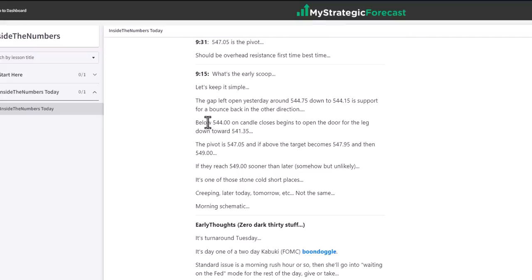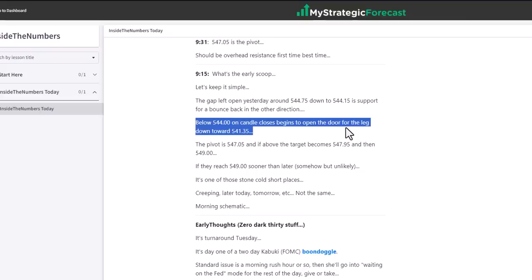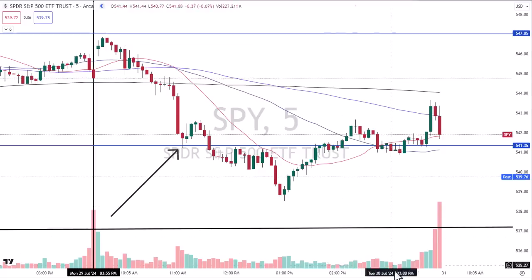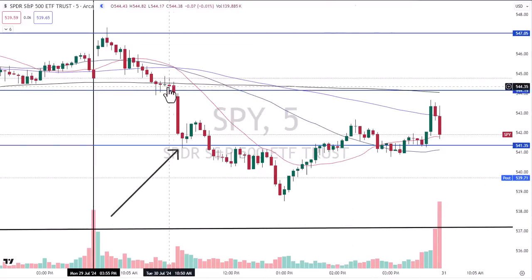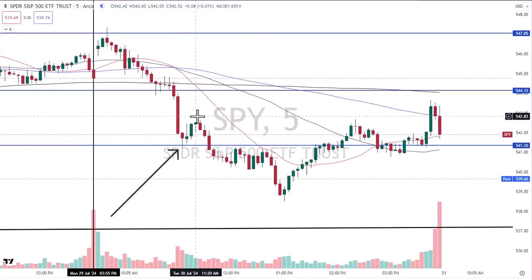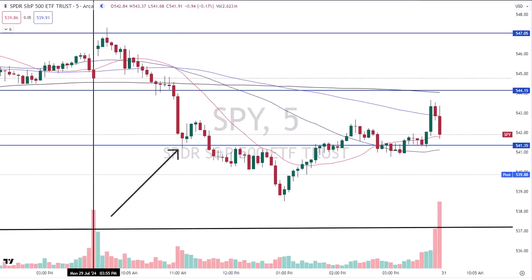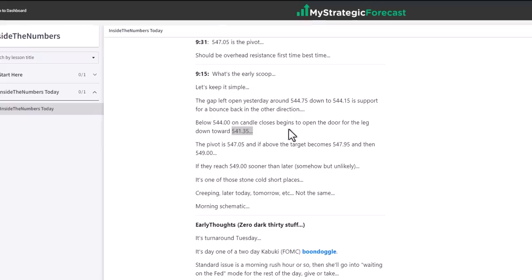Now look what was said early on. Focus on below 544 on candle closes. Begins to open the door for the leg down toward 541.35. Look at that. Now think about that for a minute. Below 544.15, look what happened. Pretty quick vacuum all the way down there, and then you have a bounce back. That's a trade, albeit it's another base hit, but it's a trade. Pretty funny how that works. Before the markets open for business.